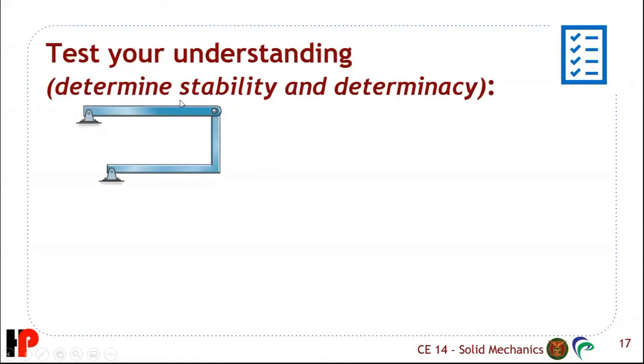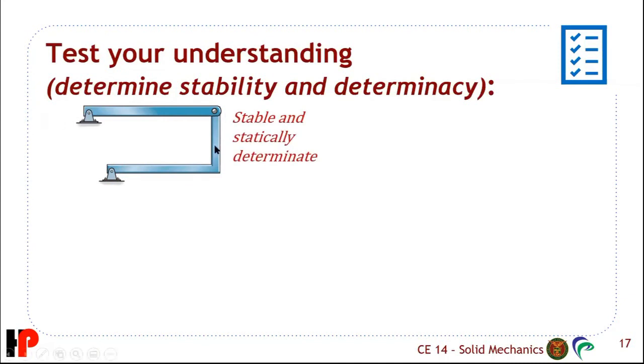So, now we will test your understanding with respect to frame. So, you will determine the stability and determinacy of the frame. Just like earlier, I will show the frame first, then you will determine if it is stable and determinate. So if it is unstable, you say why. If it is indeterminate, you say by how much or what degree of indeterminacy. So first, this frame. So this frame is stable and statically determinate.